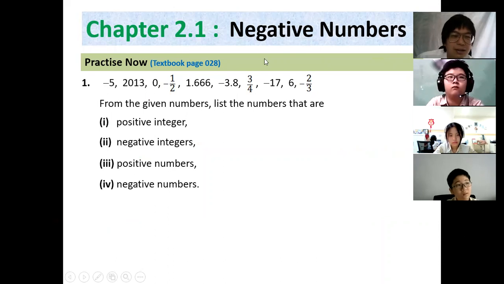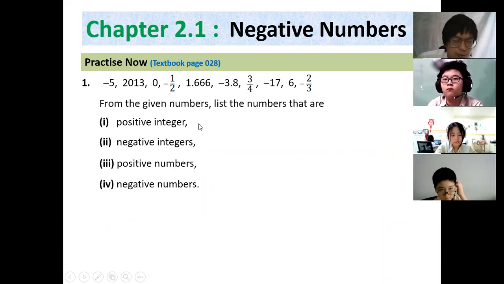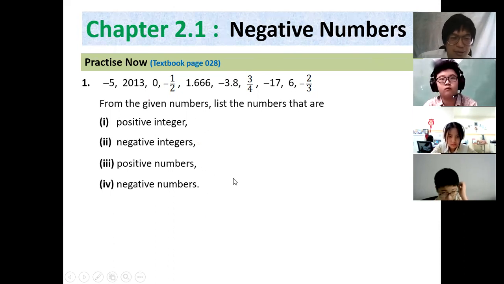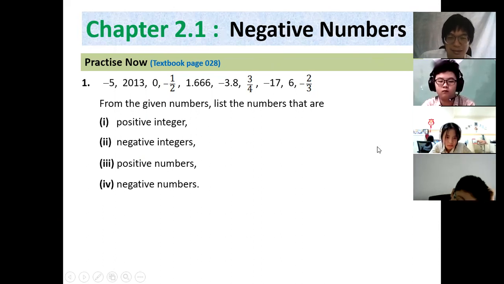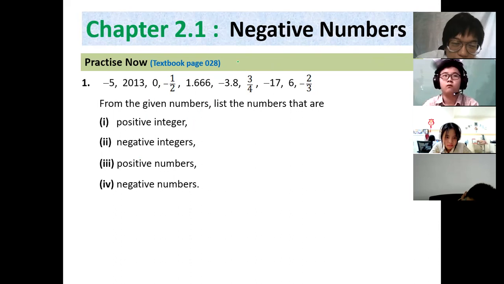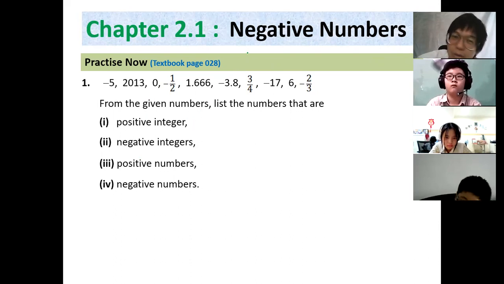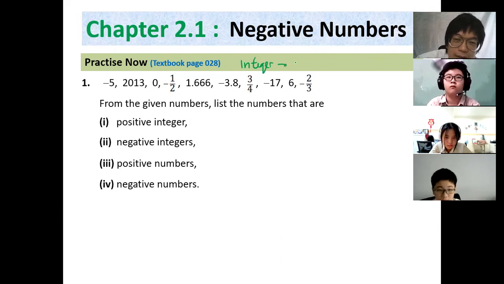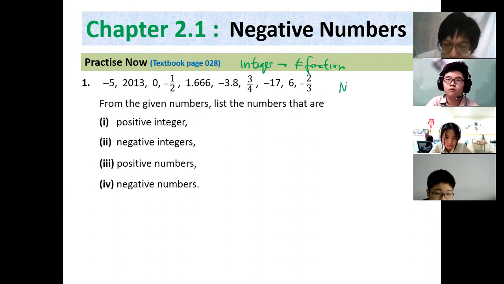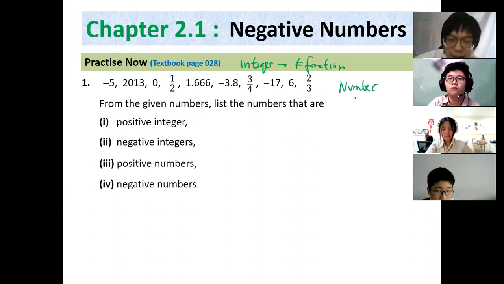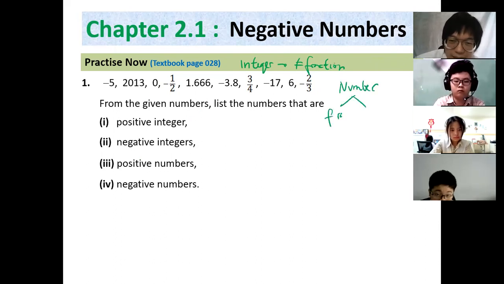Okay, now from the given numbers, list the numbers that are positive integers, negative integers, positive numbers, and negative numbers. What is the difference between integers and numbers? Here, integers are only integers, no fraction. An integer is not a fraction. And numbers are broader, they can be fractions or integers.